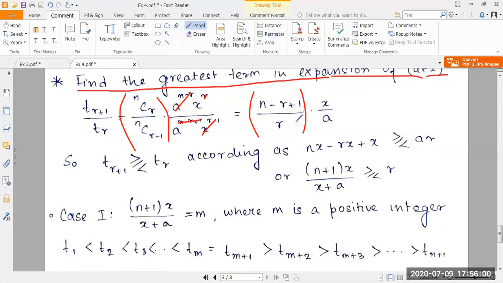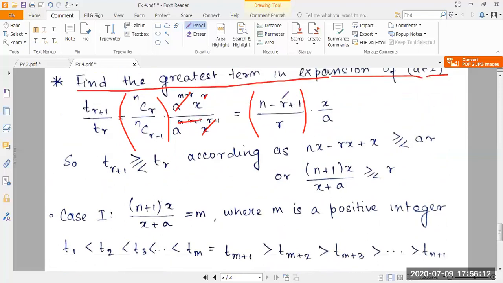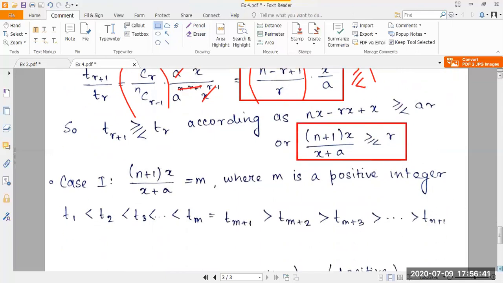We use the same logic that we did in case of the combination part. So T(r plus 1) is greater than, equal to, or less than T(r), according as, again we use this part of the expression. So we solve this expression: I put it equal to, greater than, or less than 1. Then I multiplied the denominator on both sides. So I got nx minus rx plus x greater than, equal to, less than ar, and I solved and got the value of r from this, because r is essentially the value that it will consider. So that's how I got this value.